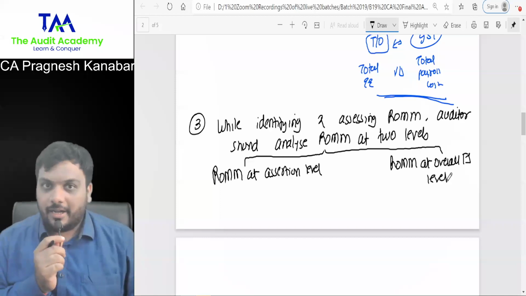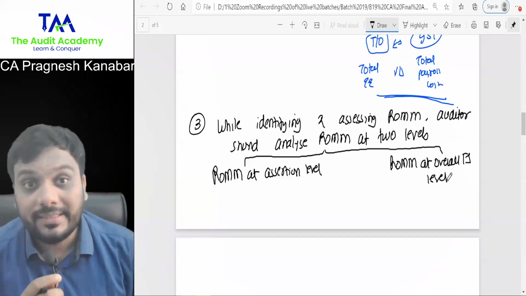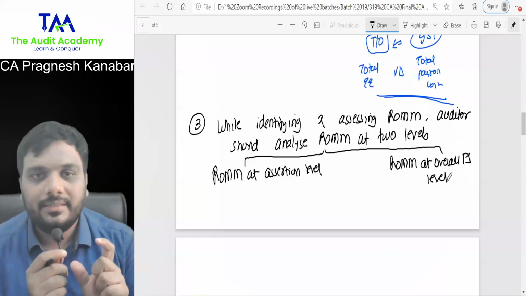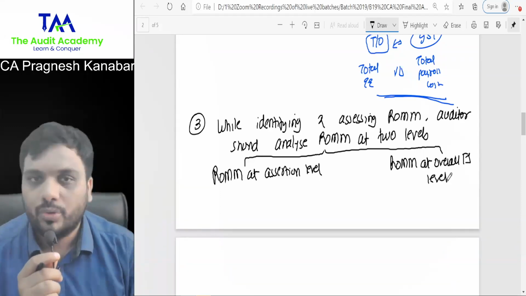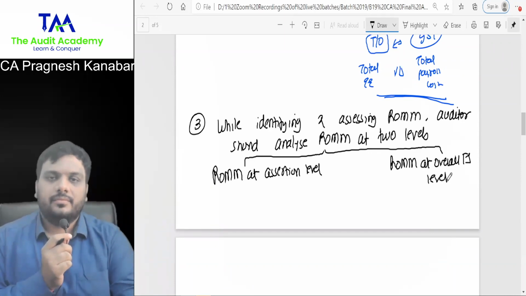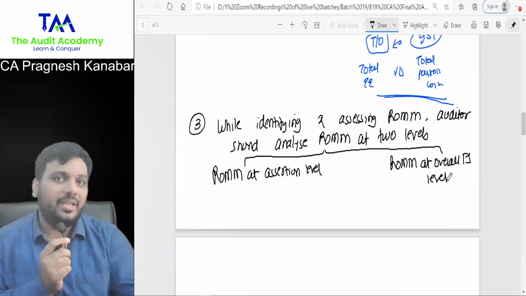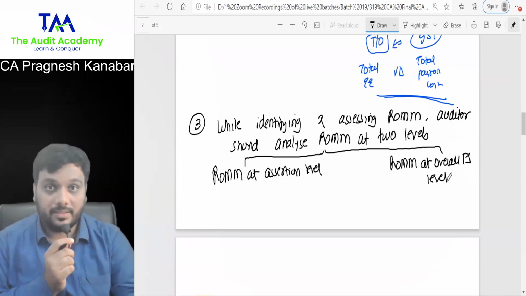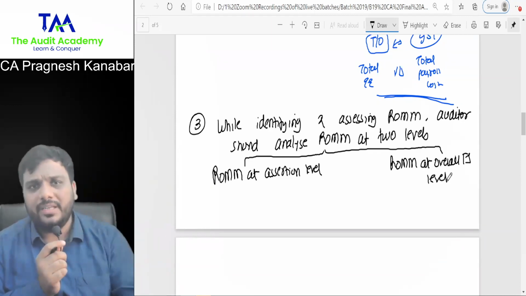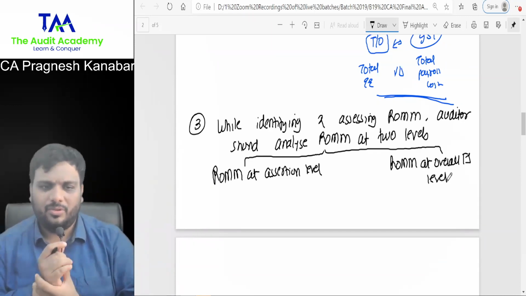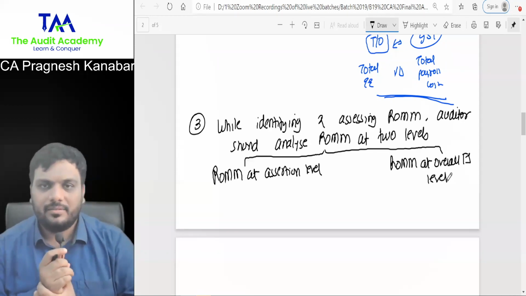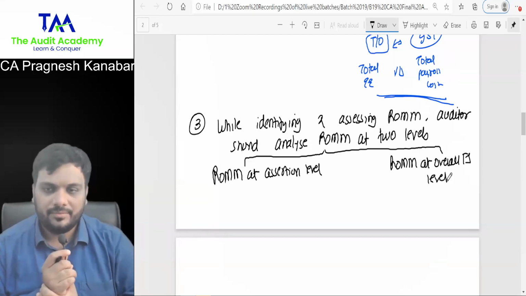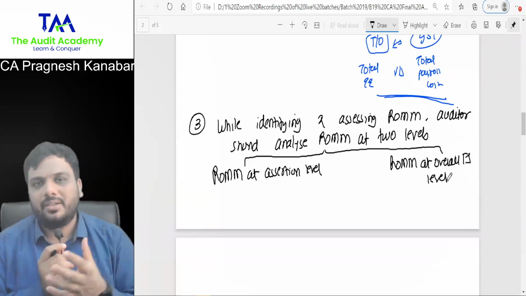Yes, sir. Let me give you more examples. Let us say the salary calculation is outsourced to another entity. Do you expect that there could be some clerical errors in the salary calculation? Yes. But does that show you that the overall financial statement could be manipulated? No. But yes, I do expect that there could be some clerical problems in the salary calculation. So you came to know about RMM at assertion level.